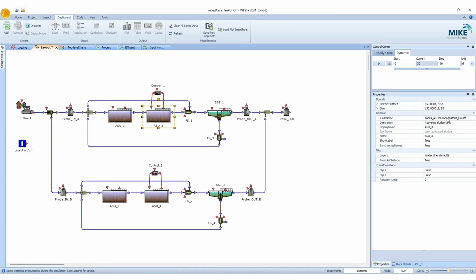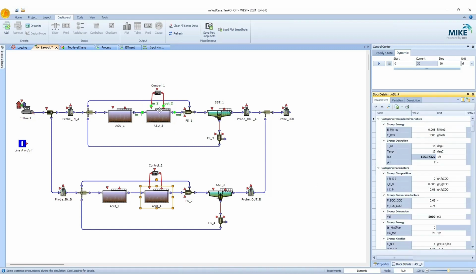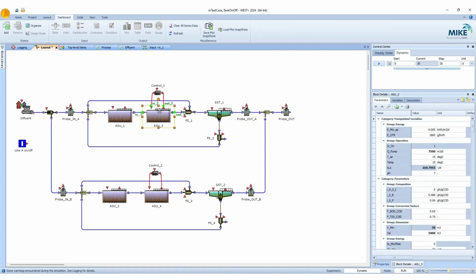The new model is called volume constant on-off, as opposed to the conventional volume constant. Two parameters have been added to the model: is_on, a boolean to indicate whether the tank is in operation or not, and qpump, which indicates the rate of the pump used to empty the tank when it is being put offline.